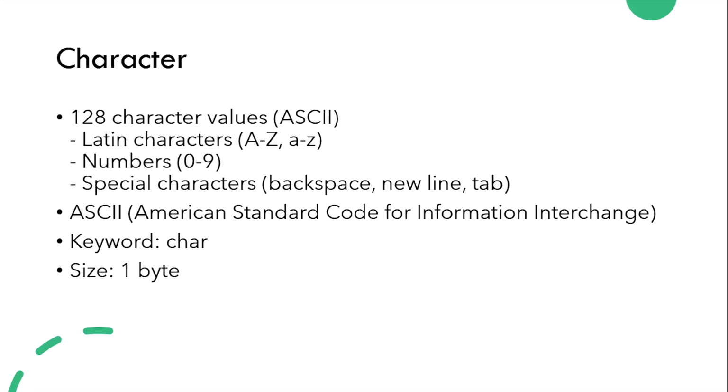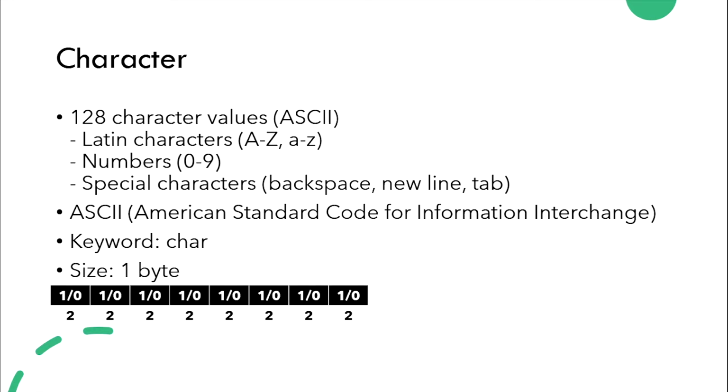So what are ASCII values? ASCII stands for American Standard Code for Information Interchange. These are encoded values which tell the machine that a certain character is stored in memory. The keyword that we use to represent a character is pronounced either car or char. We spell it as CHAR.